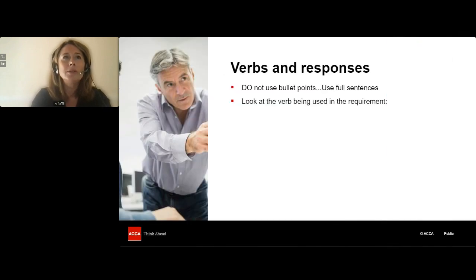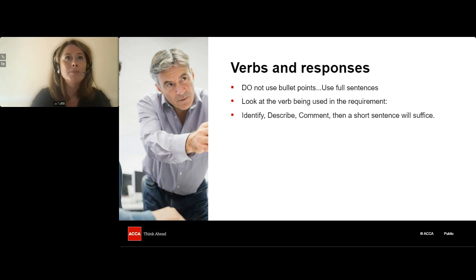When you're doing this, verbs and responses are important. Do not use bullet points, use full sentences. Bullet points don't get half marks anymore. Bullet points do not get half marks, they get 0. So you need to look at the verb being used in the requirement. If it says identify, describe or comment, then a short sentence will suffice. I'll repeat that one more time. It's not a bullet point that will suffice, a short sentence will suffice.